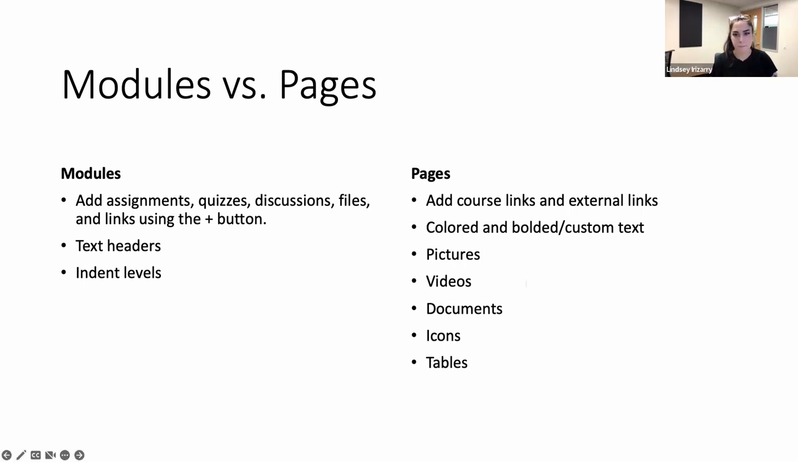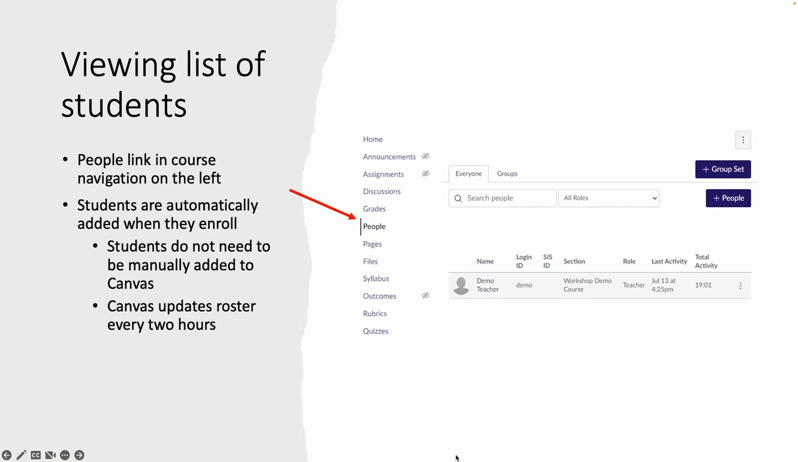This next area is student management. The main area to view a list of your students is going to be the people link that's located on the left course navigation menu. Once you click on the people link, you'll have a giant list of your students. This course is pretty sad since there's only one teacher in it, but you will see all your students listed here.